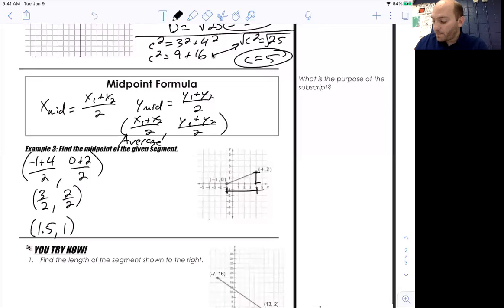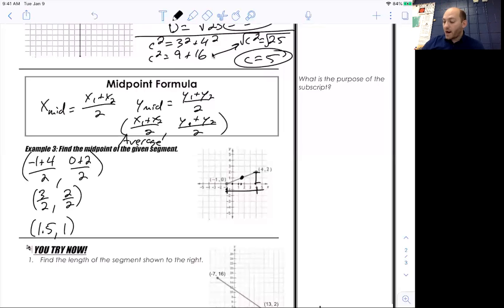Well, let's try that out. So I've got from 0, 0, I go 1.5, 1. See, look at that. That looks pretty good right in the middle. Okay, so that point represents the average in the x direction and the average in the y direction. That's what we were trying to show with our midpoint formula.